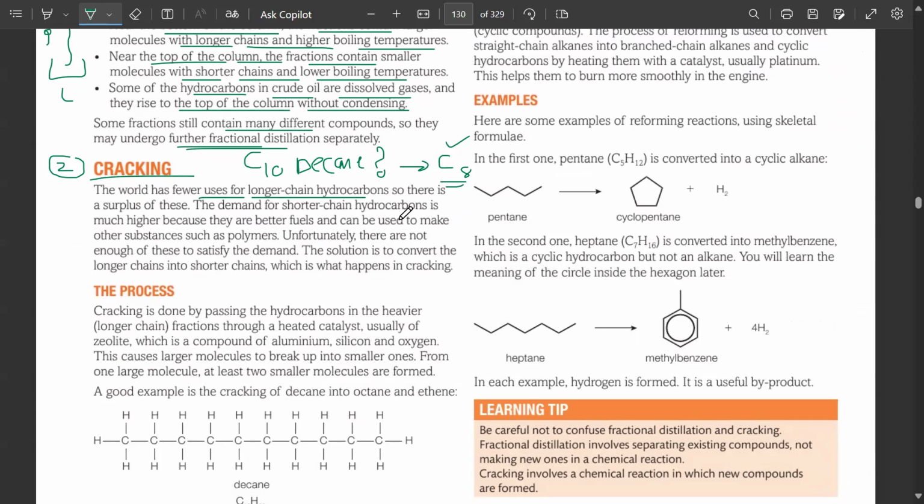So what is important is that you have to crack it. Now this decane can be broken into an 8 carbon compound and a 2 carbon compound, ethene. Ethene obviously has a lot of demand. You can produce polyethylene bags, plastic, high octane fuels and all of that stuff. Decane was useless. The demand for shorter chain hydrocarbons is much higher because they are better fuels and can be used to make other substances such as polymers. Unfortunately, there are not enough of these to satisfy the demand.